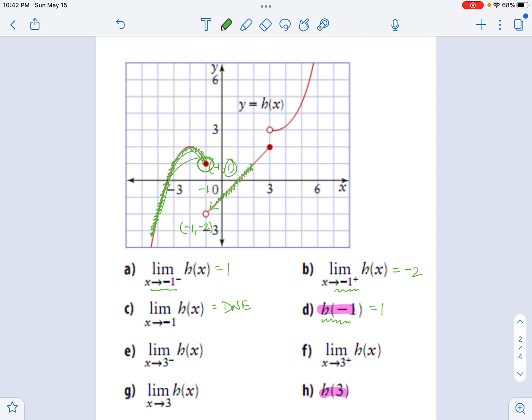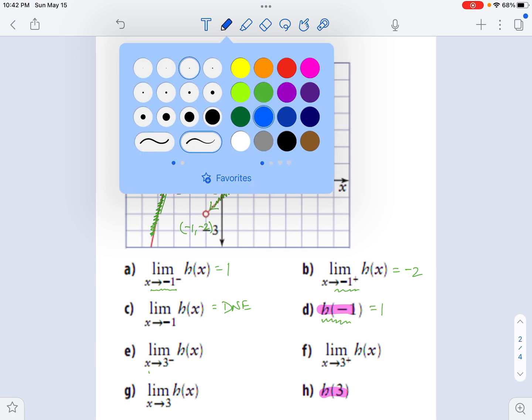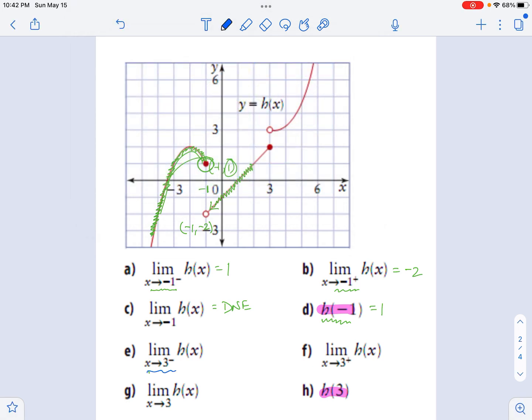All right, let's do this again. As x approaches 3 from the negative side, so from the left side. So here's my 3. As I'm going towards a value of 3 from the negative side, it looks like I'm approaching (3, 2). So therefore, I'm going to say that the limit is 2.